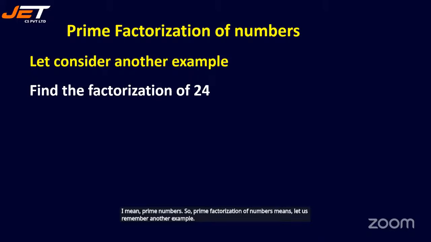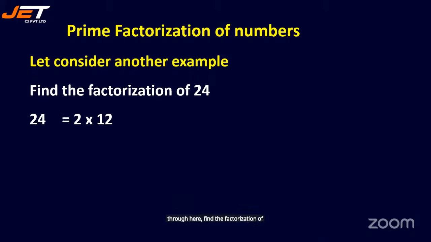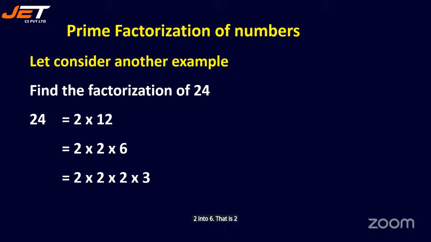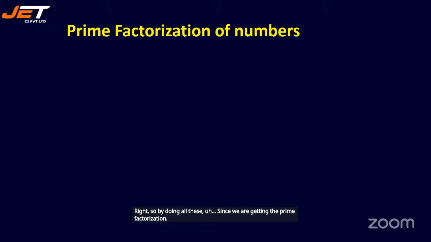Let us consider another example. Find the factorization of 24. We have 24, you can write 2 into 12, 2 into 2 into 6. That is 2 2s are 4, 4 6s are 24. 2 into 2 into 2 into 3: 2 2s are 4, 4 2s are 8, 8 into 3 is 24. Right? So by doing all these things, we are getting the prime factorization. Okay, see the next one.